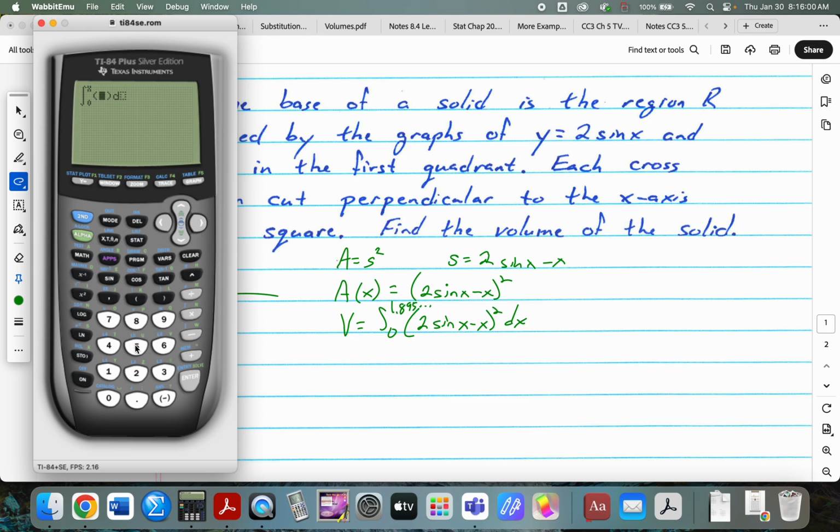And then it's just a matter of, all right, I need to have 2 sine of X minus X quantity squared with respect to X. And you get 0.456.